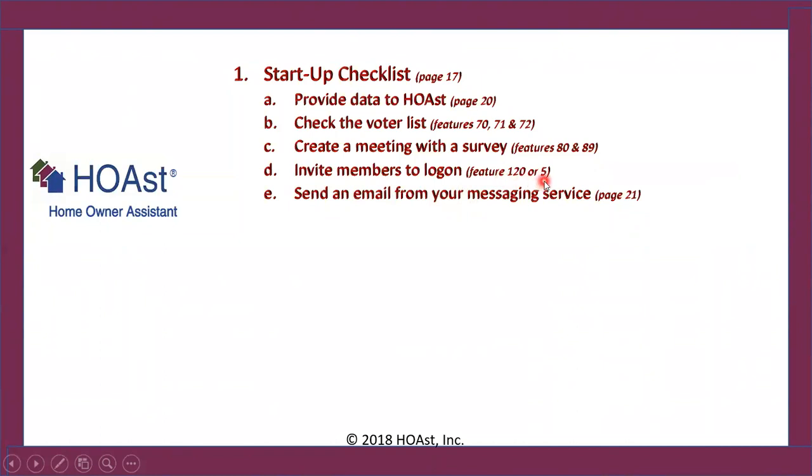And if you look at feature 5, you can see how you can send a piece of paper for the member to actually go to a site and request a username and password. That's for people that we can't just send it to. And then E is sending an email from your messaging service.